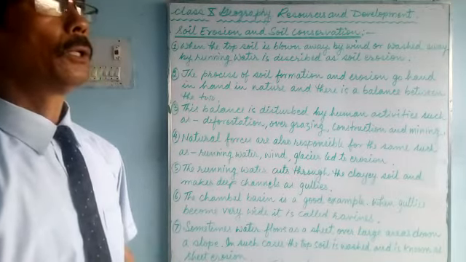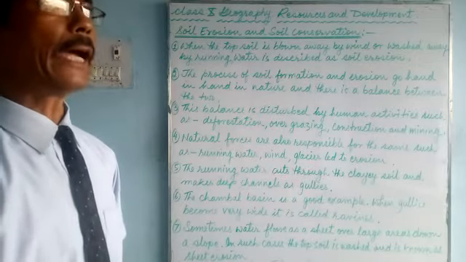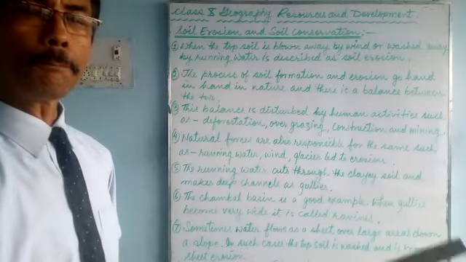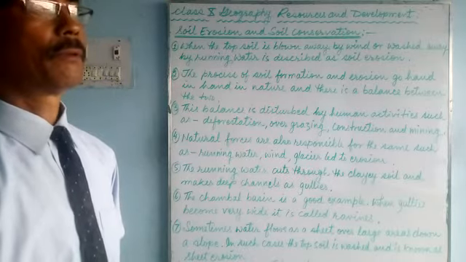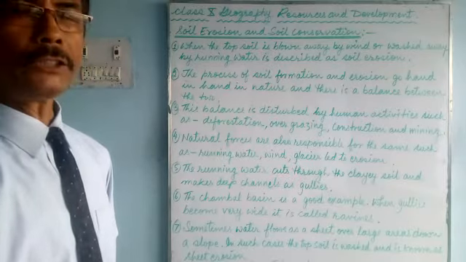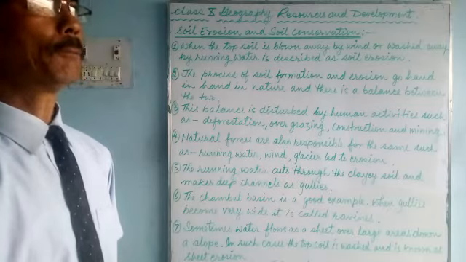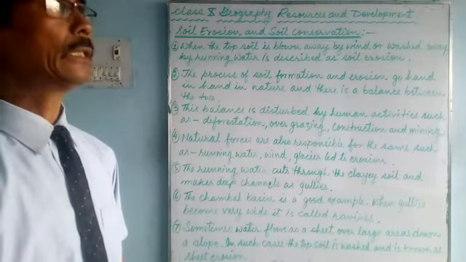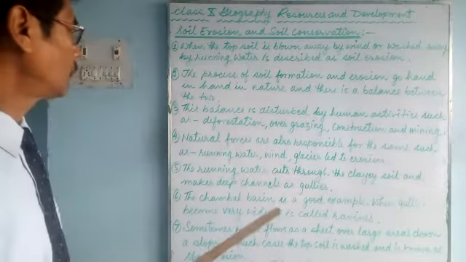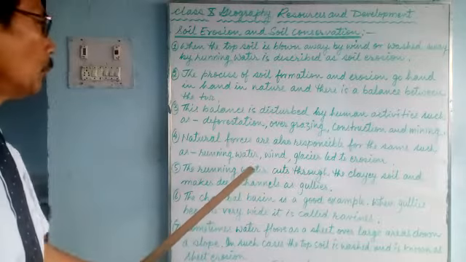But apart from natural process, human activities at a faster pace, for development, for modernization, human beings have exploited, and the process of erosion is very, very fast. That leads to the disturbance of the balance between the two.